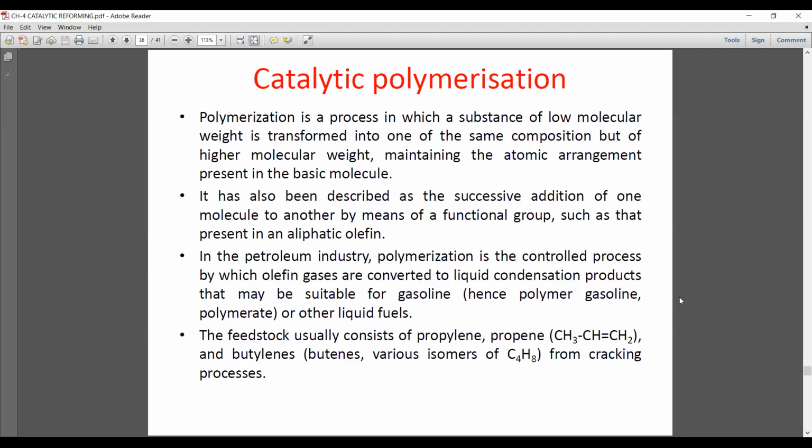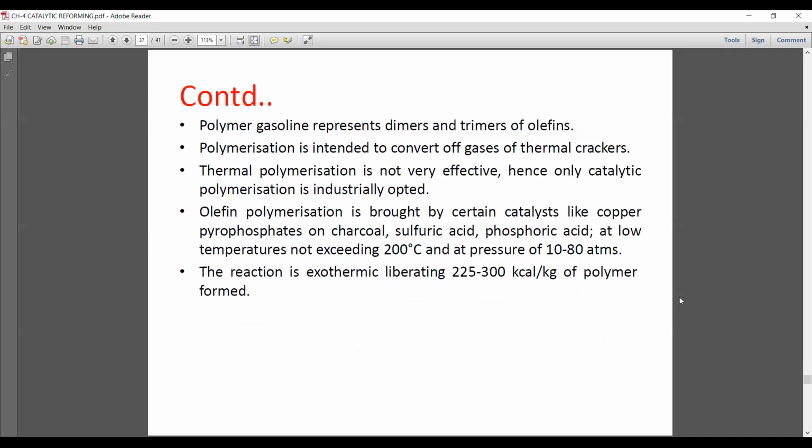Okay, so in the petroleum industry, polymerization is the controlled process by which olefin gases are converted to liquid condensation products that may be suitable for gasoline or other liquid fuels. The feedstock usually consists of propylene, propene, and butylenes or butene from the cracking processes. So the feedstock for polymerization, you require propylene, which helps you to form polypropylene. Then you have propenes, then you have butylenes and butenes. Then a polymer gasoline represents dimers and trimers of olefins.